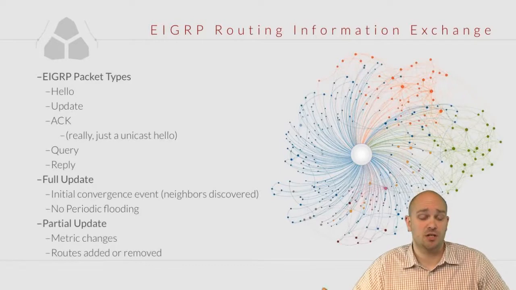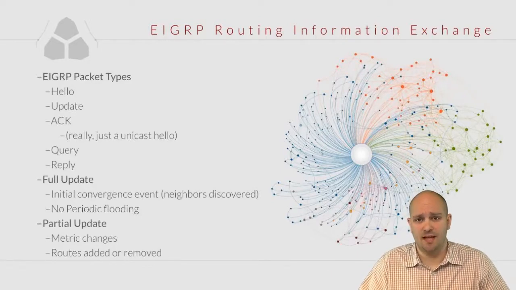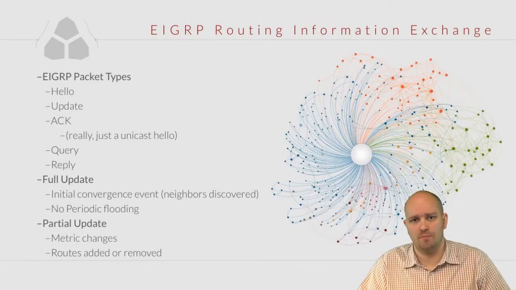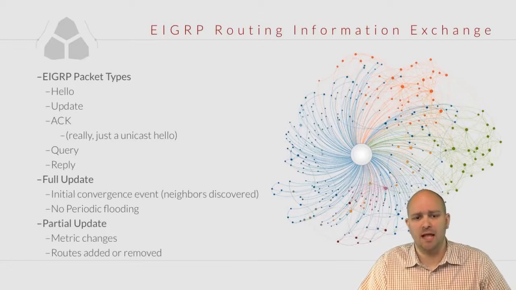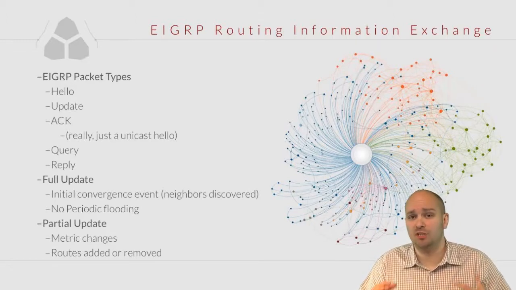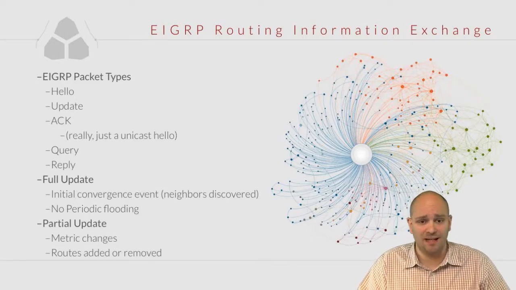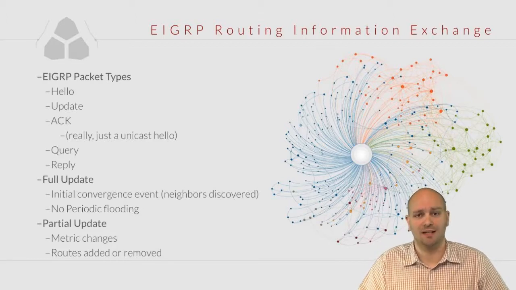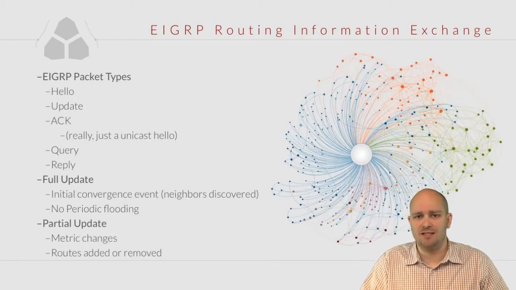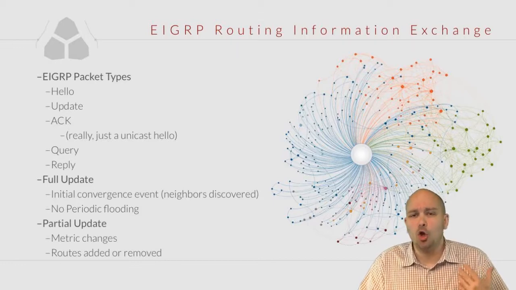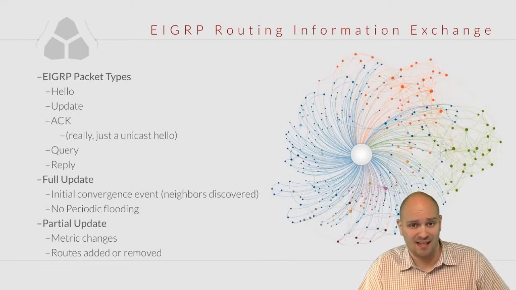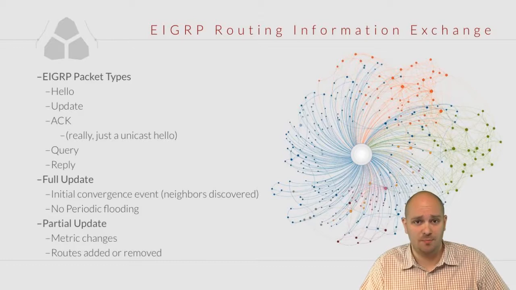EIGRP routing information exchange is a process that begins as soon as neighbors have discovered each other and they have some route that they need to communicate to each other. This process is accomplished using separate types of EIGRP packets called update and acknowledgement packets. Now, I should point out that treating the acknowledgement packet as a separate packet type is really just a minor logical concept, because the acknowledgement packets are really just unicast hello messages that are sent by the recipient of the information to the sender of the information.